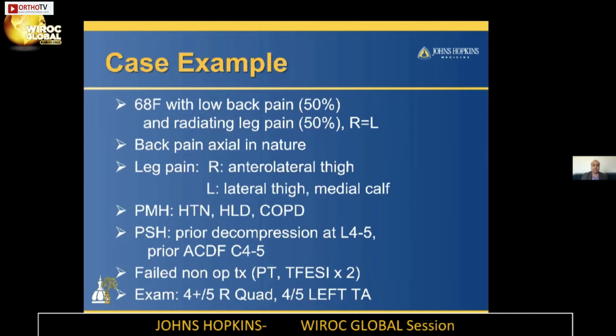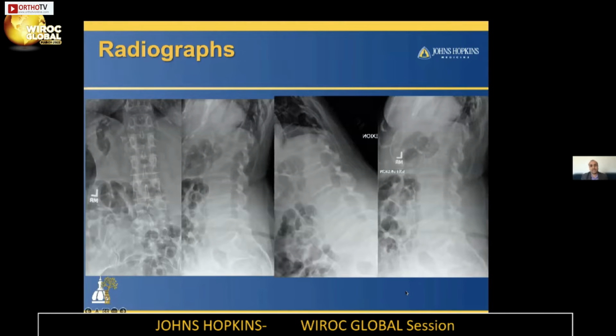The exam was 4+ out of 5 in the right quad and 4 out of 5 in the left TA, so just a small amount of weakness. Here are her radiographs. On the AP and lateral radiographs, you can see that she has an antalgic posturing, in flexion extension no gross instability, but a small spondy at L4-5.